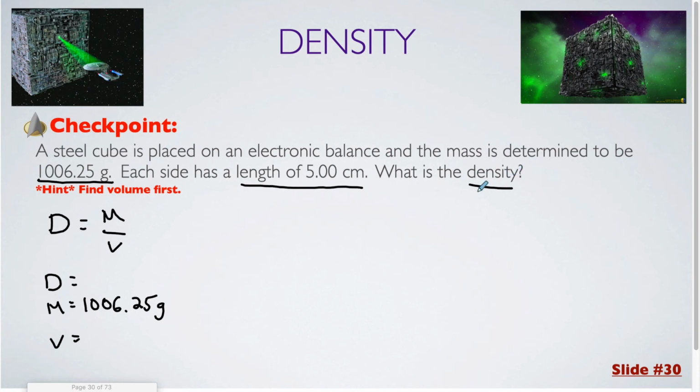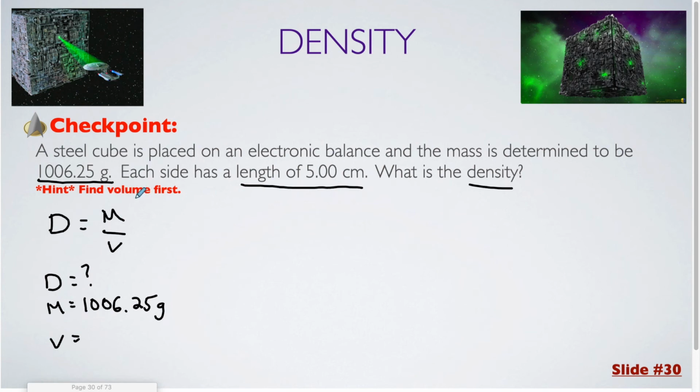What is the density? That means that's what I'm looking for. So I usually put a question mark in that spot. And finally, volume. Now, a common mistake in this type of problem is to plug in the 5.00 centimeters right down here. But this is not actually a volume. And I do have the hint here. We have to find volume first.